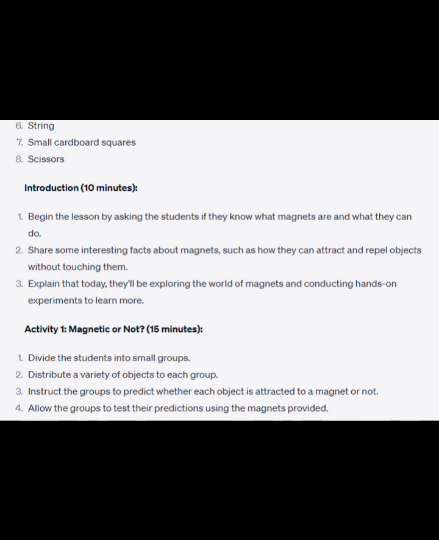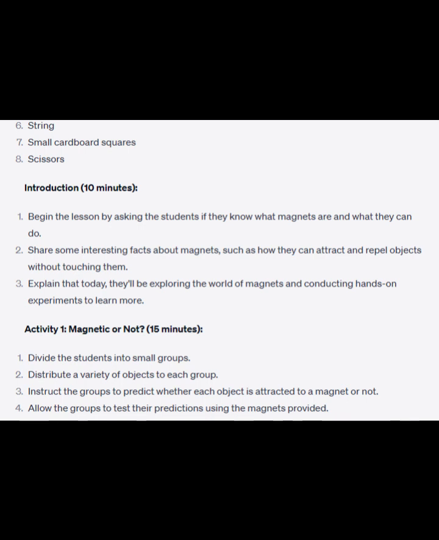Introduction: 10 minutes. Begin the lesson by asking the students if they know what magnets are and what they can do. Share some interesting facts about magnets, such as how they can attract and repel objects without touching them. Explain that today, they'll be exploring the world of magnets and conducting hands-on experiments to learn more.